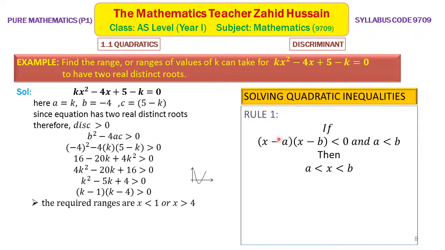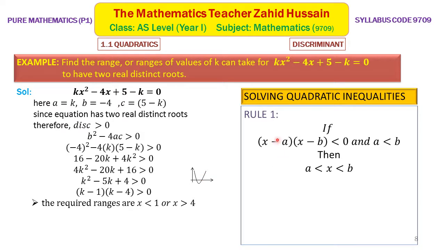Rule 1: if (x minus a)(x minus b), there are two factors, is less than 0, and a is greater than b, then x is greater than b and less than a. You can write the inequality in this form directly without sketching or checking the sign.